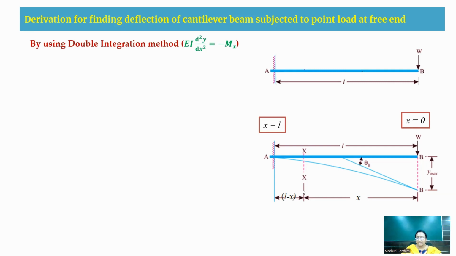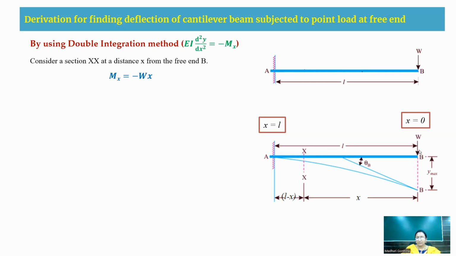When we cut a section at this portion, there is an x distance from the B support and the remaining distance will be equal to L minus x. The slope at this B support is theta B and the deflection here we write as y max, and it can be yB also. Actually, yB is maximum because at the free end we have more deflection. So we consider, as I already told you, a section at this portion.